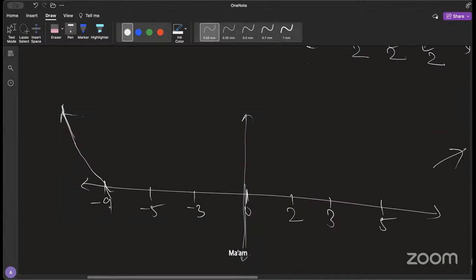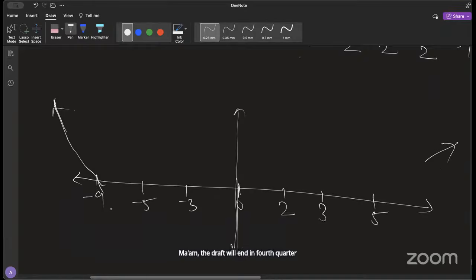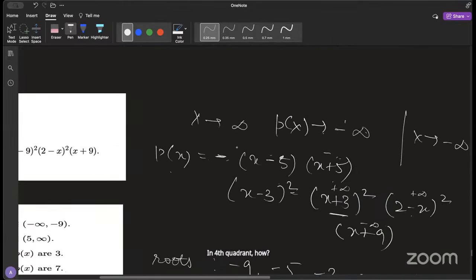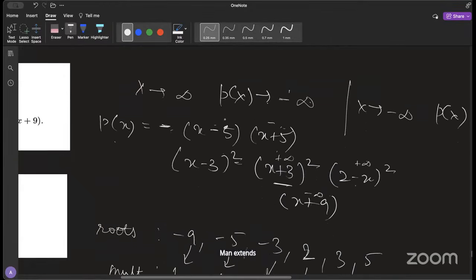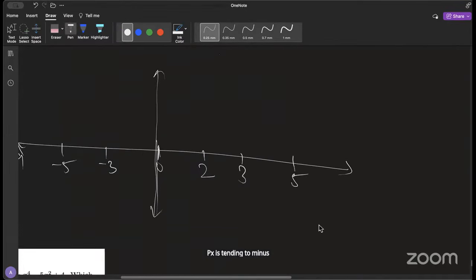Ma'am, the graph will end in the fourth quadrant. In the fourth quadrant, how? When x tends to infinity, P(x) is tending to minus infinity, right?